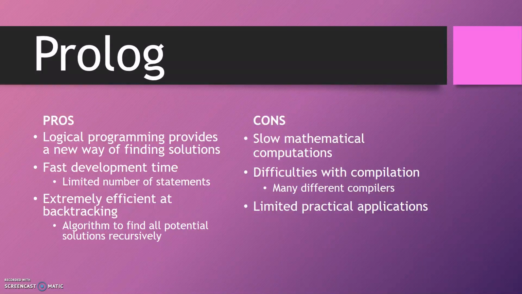Like any other programming language, Prolog comes with both its pros and cons. The pros being that logical programming provides a new way of finding solutions to problems. Because there are a limited number of statements, Prolog has a fast development time. And it's extremely efficient at backtracking, which is a recursive algorithm to find all potential solutions to a problem. Prolog's cons are that it's slow at mathematical computations, it has many different compilers and has difficulties with compilation, and it has limited practical applications.